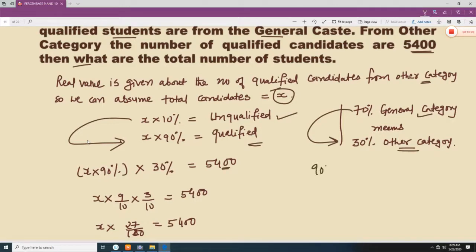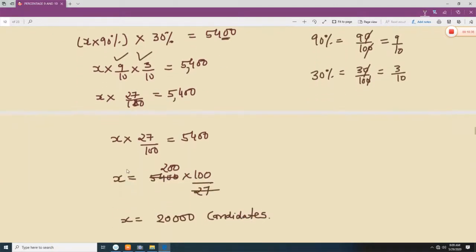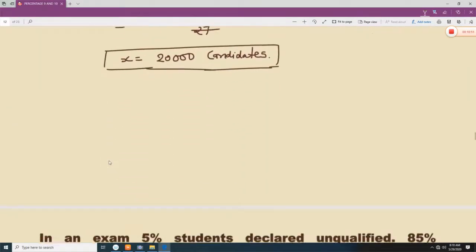So 90% means 90 over 100, it means 9 over 10. So X into 9 over 10. 30% means 30 over 100, it means 3 over 10. So it is 3 over 10, 5400. So X into 27 over 100 is 5400. When you are simplifying, X is equal to, we are going to get total 20,000 is the number of students or candidates.